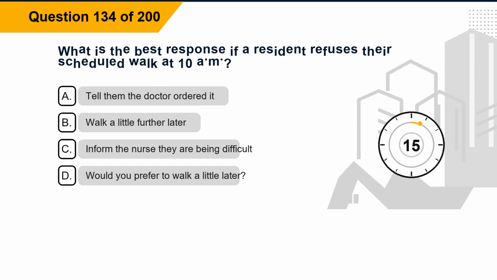Question 134. What is the best response if a resident refuses their scheduled walk at 10 a.m.? Option A, tell them the doctor ordered it. Option B, walk a little further later. Option C, inform the nurse they are being difficult.